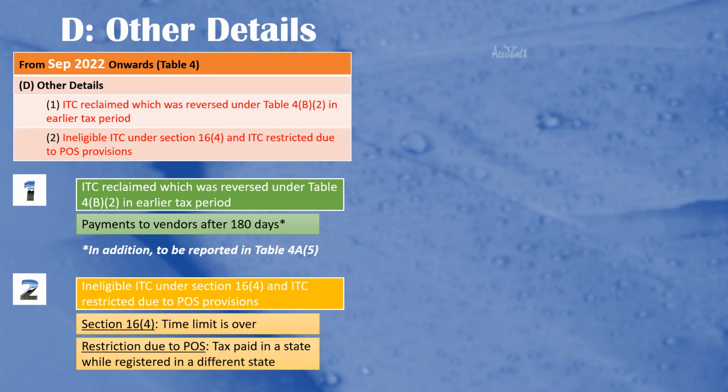Next, restriction due to POS, place of supply. That is, you pay tax in a state while you are registered in a different state. Let's say you are registered in the state of Karnataka. You visit Delhi for the purpose of your business and you stay in a hotel. Now, the hotel would charge GST on the room rent that you pay. As this property, that is the hotel, is situated in Delhi, the hotel would charge you CGST and SGST. But you are registered in the state of Karnataka, so you will not be able to avail input tax credit on this particular transaction. So such transactions can be included here.